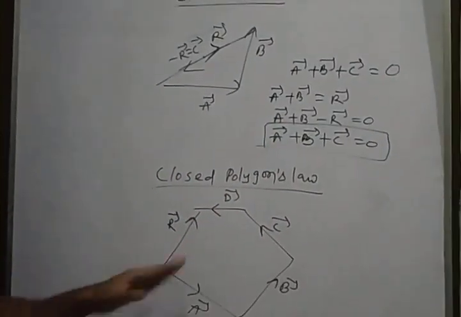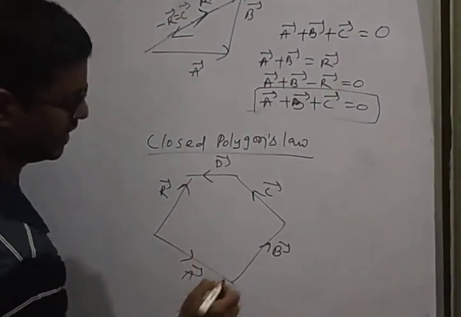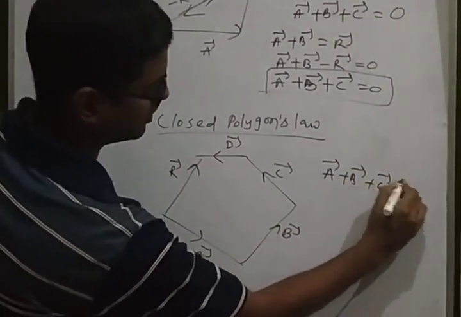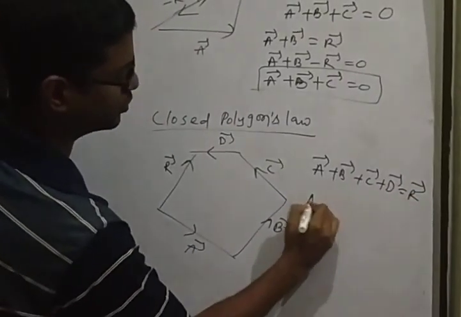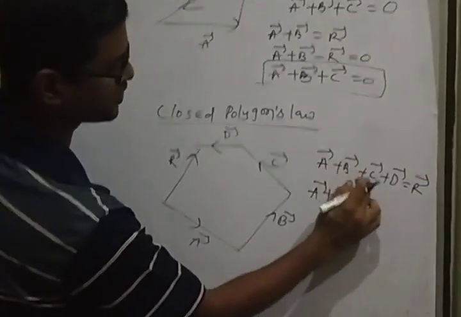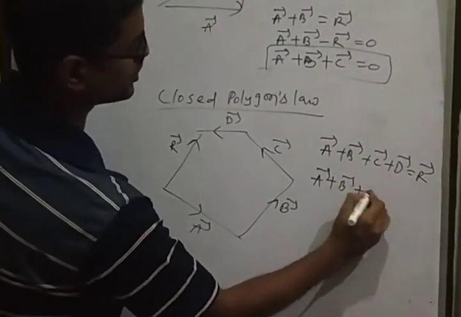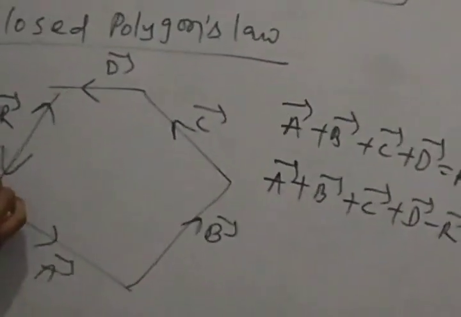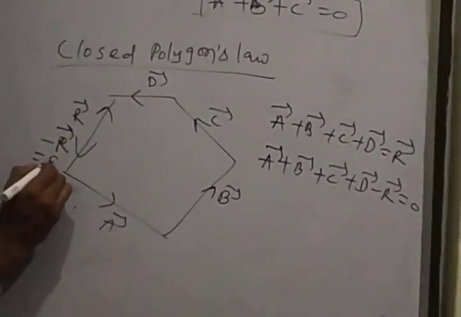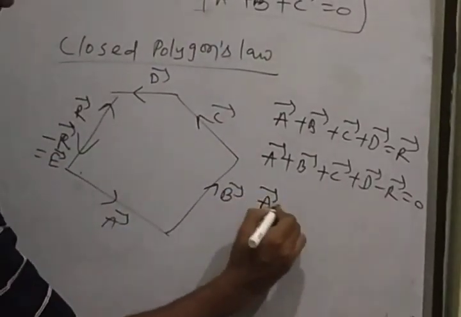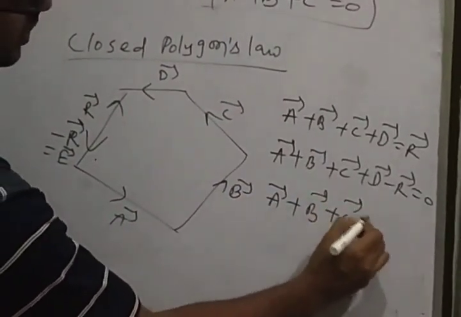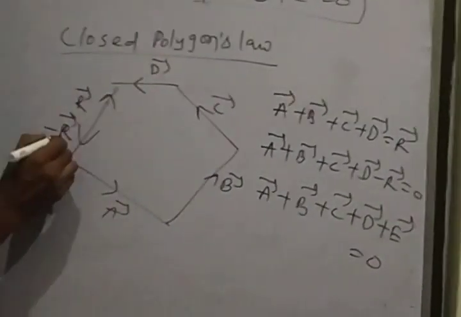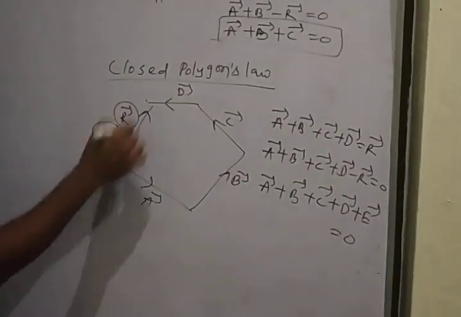And also we can get this from the closed polygon law directly. I can write A, B, C, D all are in the same order, but R vector is in opposite order. So what I have done is added A plus B plus C plus D to find R. A plus B plus C plus D minus R equal to 0. So minus R vector is here like this. I can take it as, let's say, E vector. So I can write A plus B plus C plus D, and for minus R I am taking plus E vector, equal to 0. Minus R vector is nothing but the same in magnitude as R vector but opposite in direction.